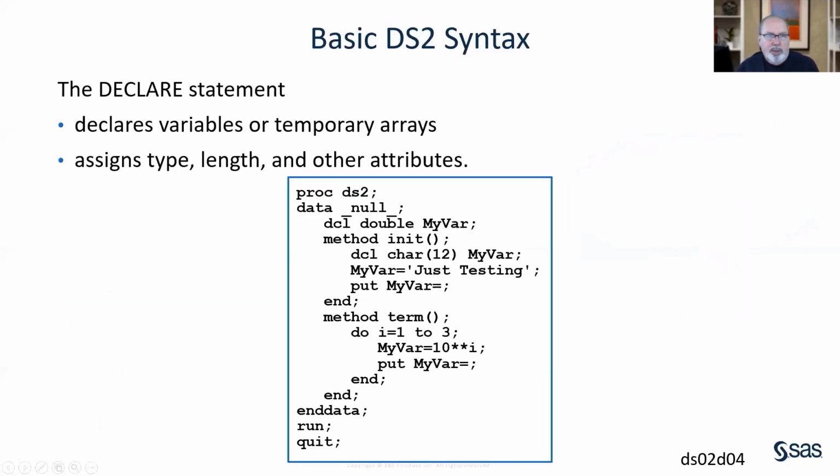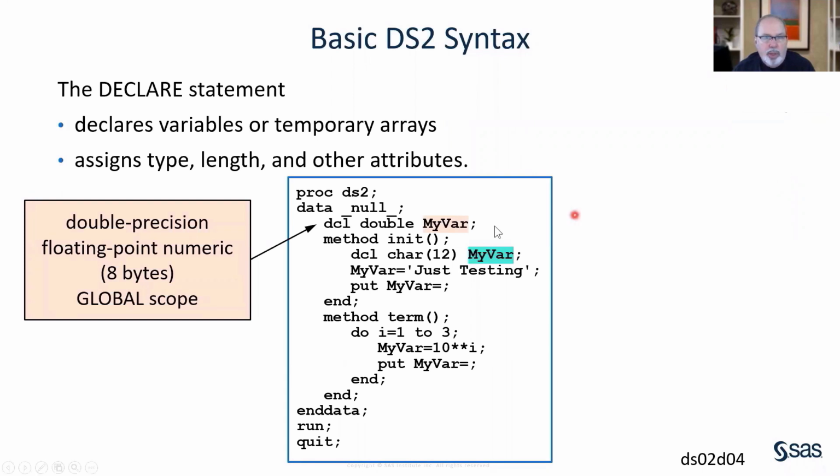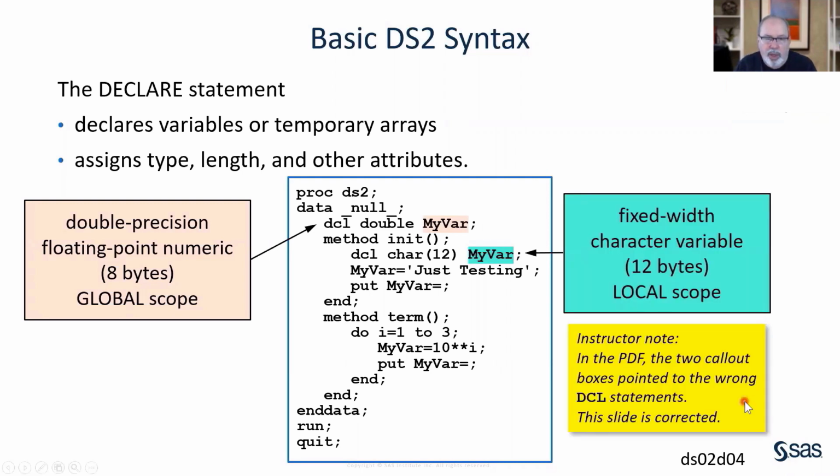The declare statement is used to declare variables or temporary arrays and assigns the type and length attributes. So a declare statement used in the global declarative space declares a variable with global scope. A declare statement within a method definition declares a variable with local scope.